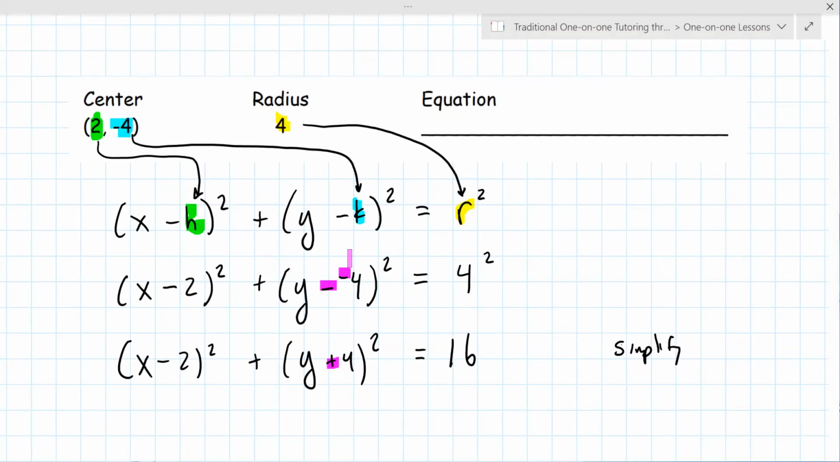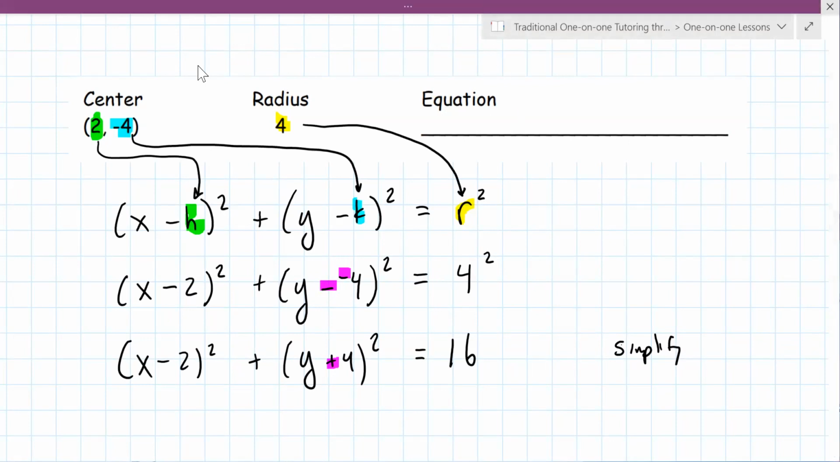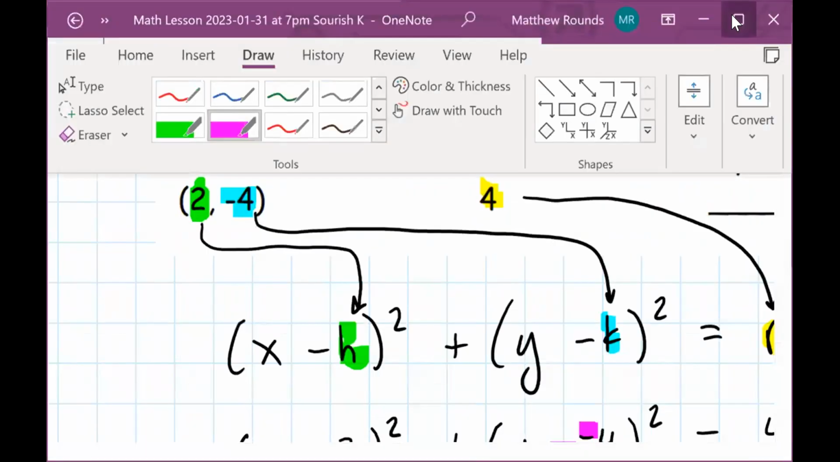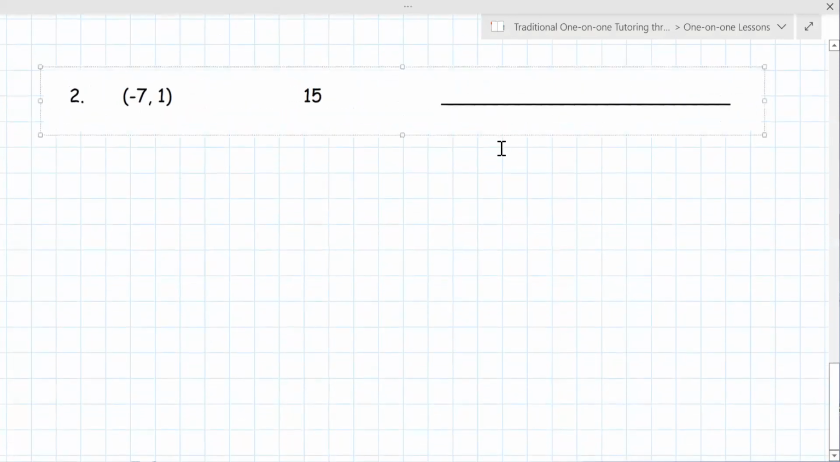All right, we can go. So I've got a new problem here for you to try, Sourish. So this is the center and this is the radius. I want you to write the equation of a circle.